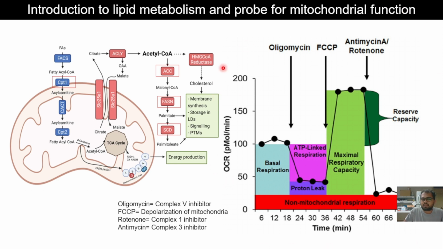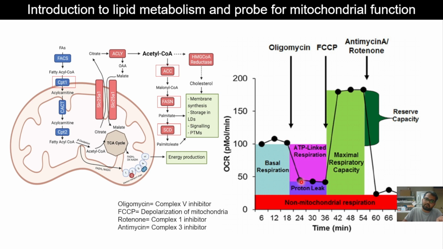Similarly, they used the Seahorse experiment, or we can say the oxygen consumption rate, to show the functionality of mitochondria. It's a basic diagram of what is happening. For example, this oxygen consumption rate represents the basal respiration. When you give oligomycin, it inhibits complex 4. By inhibiting complex 4, the complexes before it are not able to give their electrons to complex 4, so the overall oxygen consumption will go down.